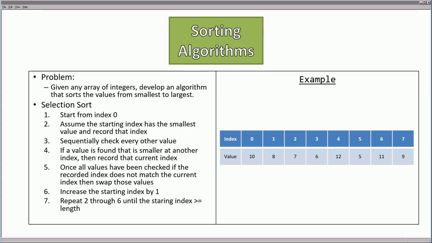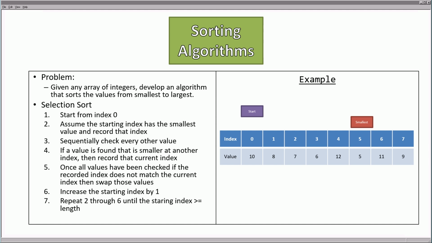Looking at this, the way that we can start this out is starting from our first index. We can assume that we start here, and also that this is the smallest value. However, we need to confirm this, so we need to examine every other value. As we notice, 8 is smaller than 10, so we have found a value that was smaller. 7 is smaller than 8, so we found a new smaller value. 6 is smaller than 7. 12 is not smaller than 6, but 5 is. 11 is not smaller than 5, 9 is not smaller than 5, and so we have reached the end of this array, finding the smallest value.